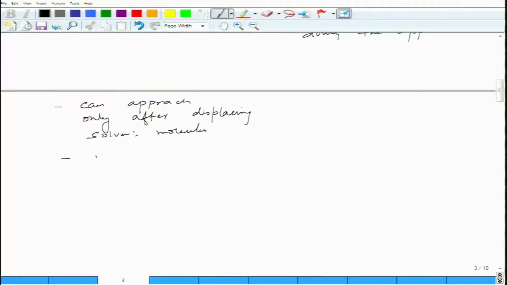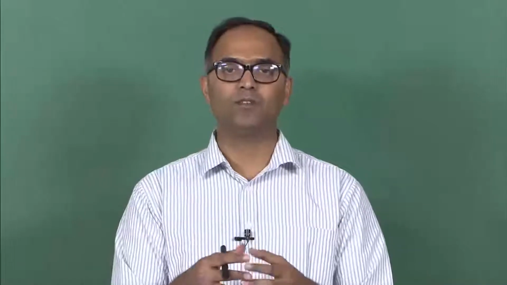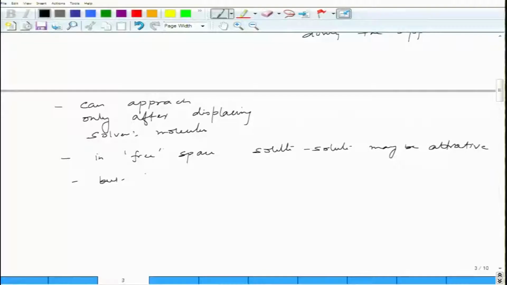Now as I said, in free space the solute-solute interaction may be attractive, but now it is possible that they can repel. So while it is attractive in free space, when you consider the solvent and try to bring them closer, it is also possible that the solutes will repel, and the repulsion depends on two things. Let me write that down.